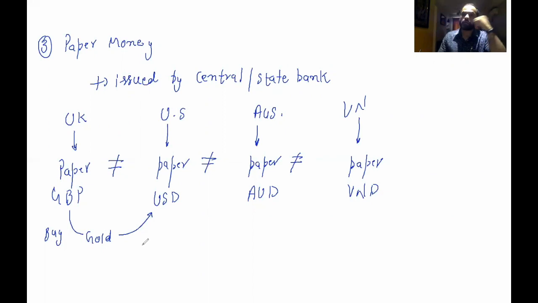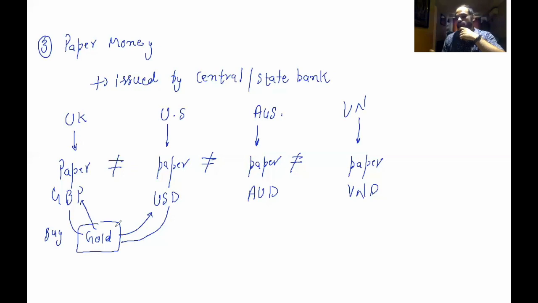Now you want to go back to your country. So you convert USD into gold, and then you bring the gold to England. And then you convert the gold into pounds. All right. So traditionally, they used gold as a foreign exchange.